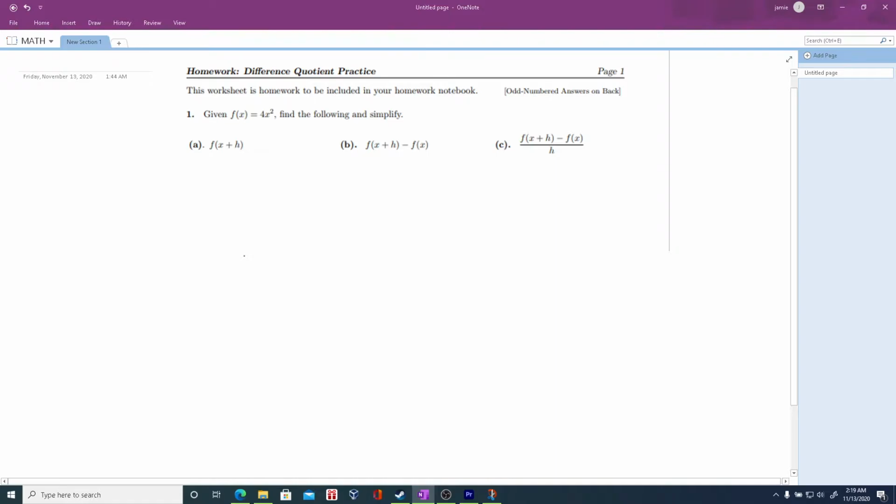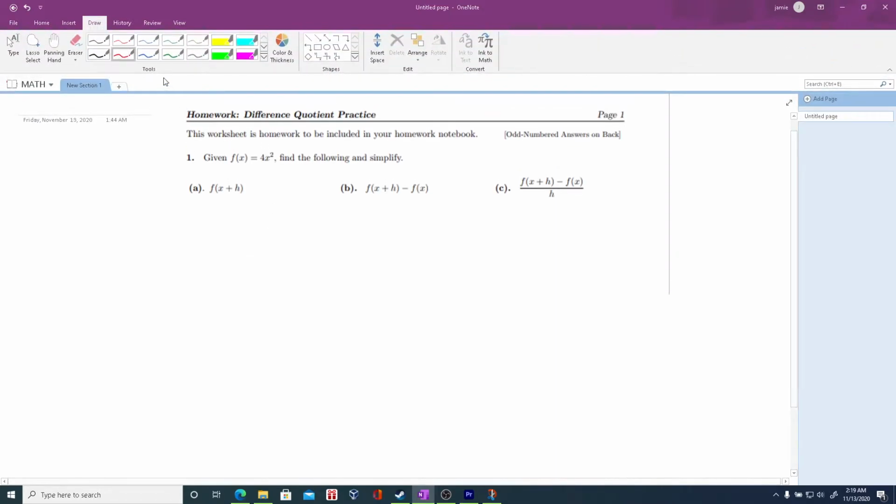Difference quotient practice. So we're going to take this function right here, f of x equals 4x squared, and we're going to add this h in here. What we're doing with a, b, and c is making the building blocks to what c finally gives us here. This is the difference quotient formula right here, and so it's just kind of setting you up.